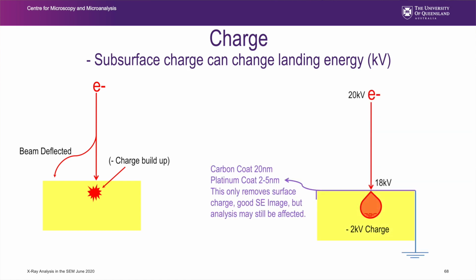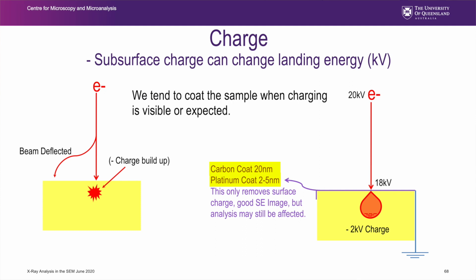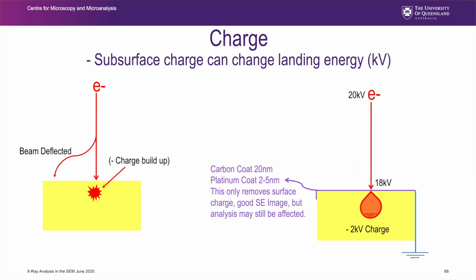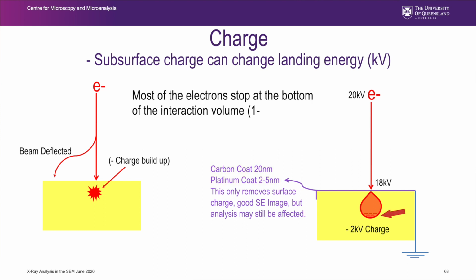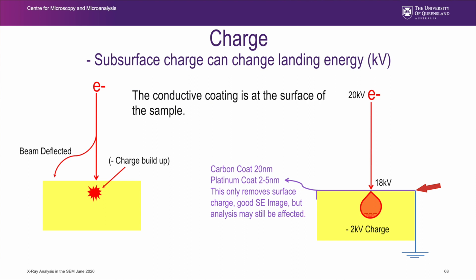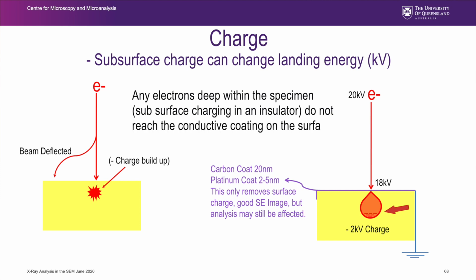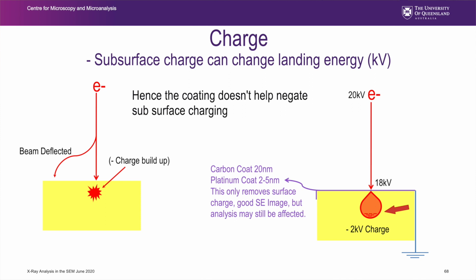The other issue is, normally when something is charging, you coat it, and that's fine. But what that really does, if you stop and think about it, is most of the electrons stop at the bottom of the interaction volume. That's 1 or 2 microns deep. The conductive coating we're putting on top is actually at the surface. Any electrons that are deep within the specimen, what I call subsurface charging, in an insulator, do not reach the conductive coating you put on the surface, and as such, the coating doesn't help much to negate subsurface charging.